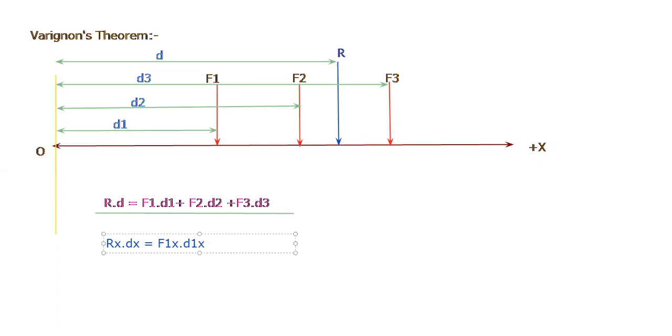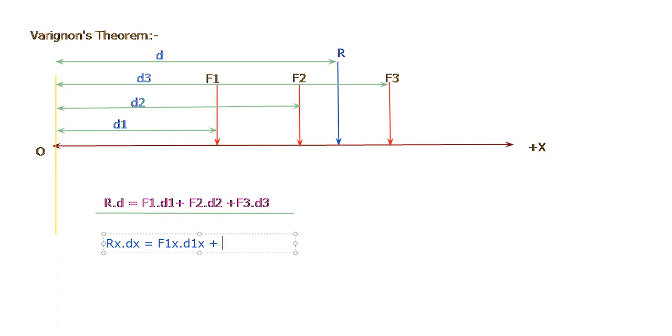D1x means the x distance from the x axis up to the x component of the F1. Again, you have to make the summation of this.